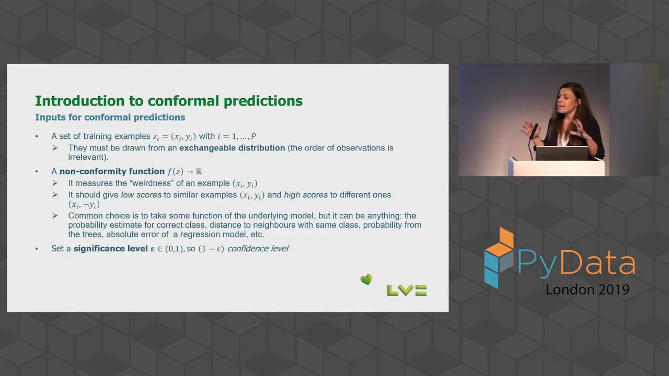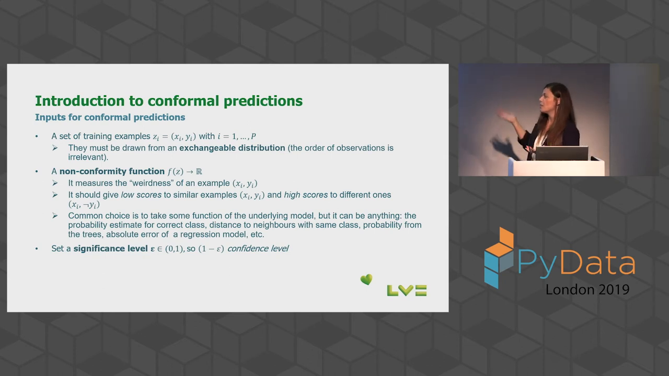So to formalize exactly this concept, what do we need if we want to compute a conformal predictor for our problem? As an input, what do we need? Just a set of training examples. The only thing that these examples have to fit is the assumption that the order of the observations is irrelevant. That's it. We are done with assumptions, so it's really free to go.